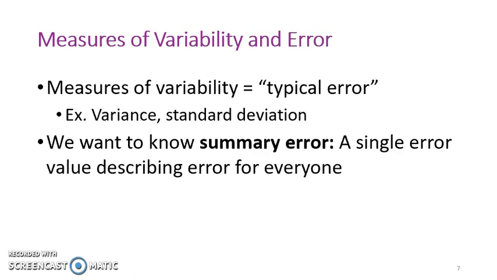There's an error score for everyone, but we also would like to know about the summary error, a single value for error that best represents error for everyone in the data. What your book describes as typical error are measures of variability such as the variance and standard deviation. In our data analysis framework, we call these measures of typical error. When we are trying to choose a beta or estimate a parameter, we are trying to make the summary error as small as possible.